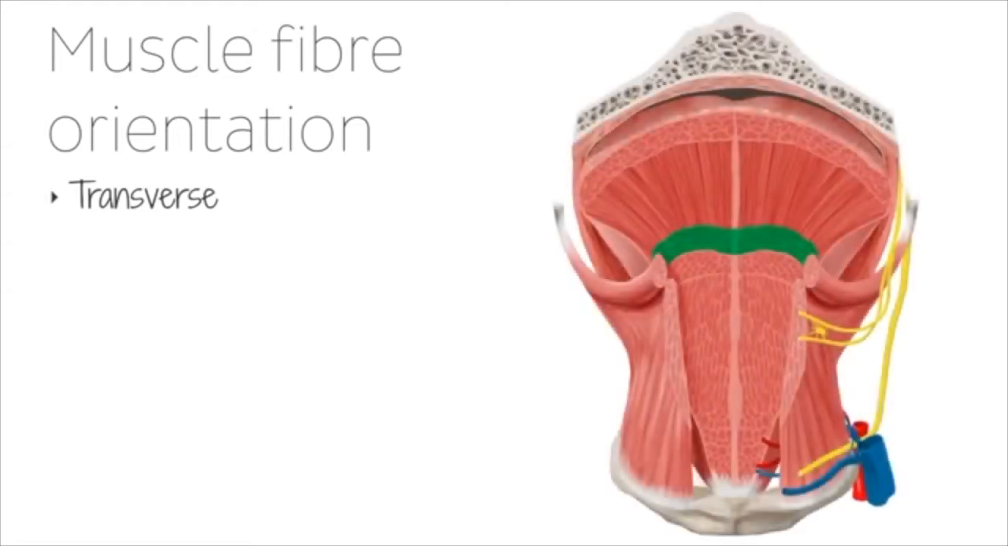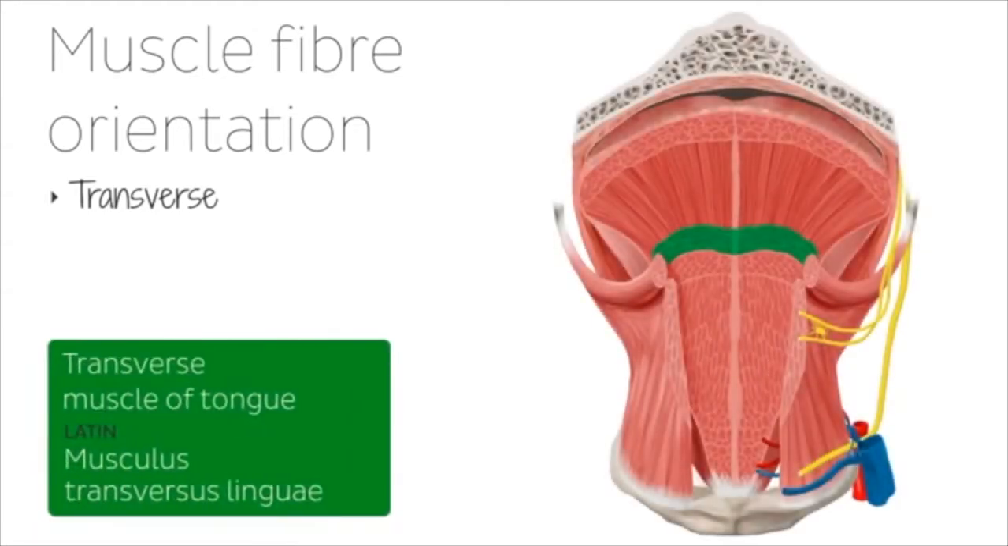The muscles can also derive their names from the orientation of their muscle fibers. The terms used to describe the orientation of muscle fibers include transverse, oblique, and rectus. The term transverse, which is used in the naming of the transverse muscle of the tongue, is used to describe muscle fibers that run perpendicular to the midline.